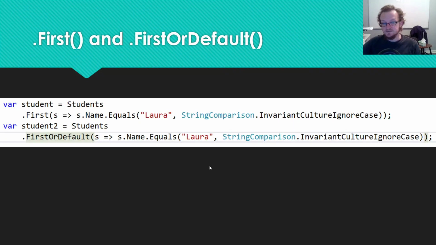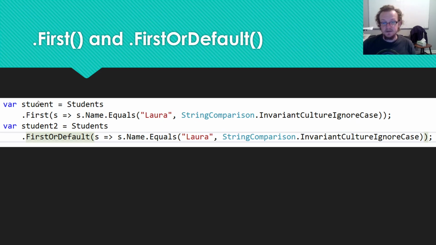So this is an example of first and first or default. Again, the primary new thing is we're actually talking about this lambda expression syntax here. And so s in this case is some element of students. What it's going to do is find the first one that has the name Laura. And here we're also using string comparison. We're saying that we don't care what culture the keyboard is in. We don't care what the case of the characters are.